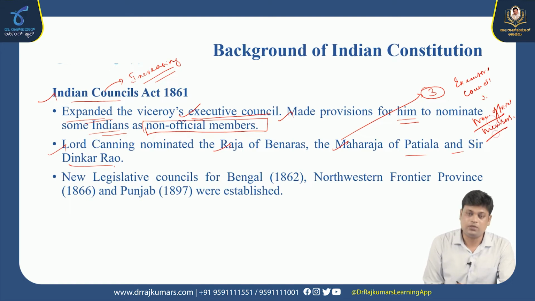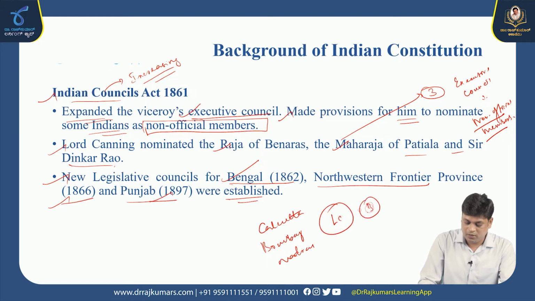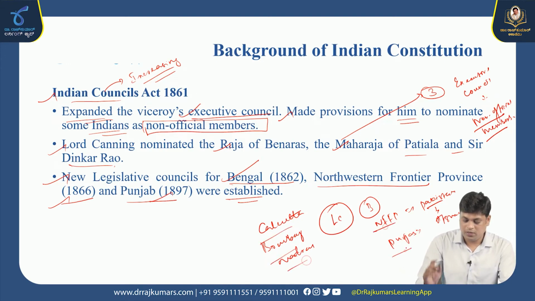Okay, non-official members. So new Legislative Councils for Bengal in 1862, the Northwest Frontier Provinces in 1866, and Punjab in 1897 were established. Earlier there were councils at Calcutta, Bombay, and Madras. Now new Legislative Councils were also created for Bengal, the Northwest Frontier Provinces, that is, Pakistan, sharing a border with Afghanistan, and Punjab. Okay, these legislative councils were established.